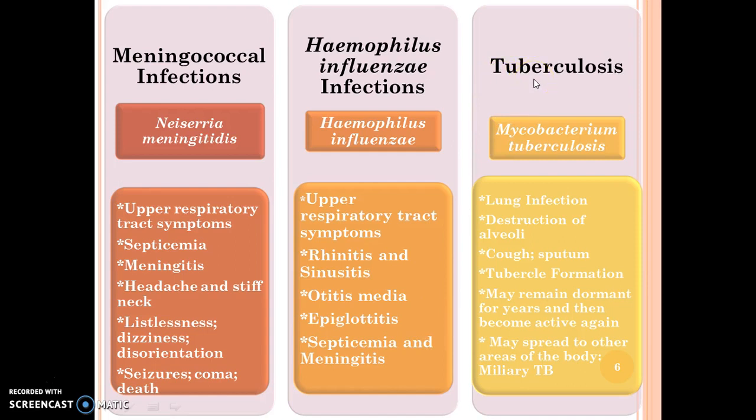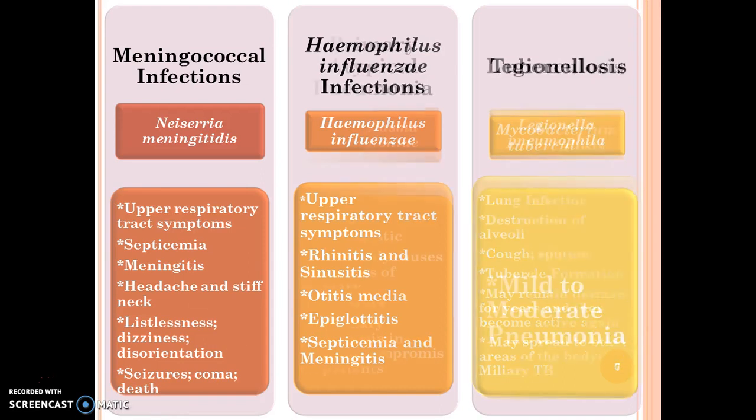Another airborne disease, tuberculosis, is caused by Mycobacterium tuberculosis. The symptoms are lung infection, destruction of alveoli, cough and sputum formation. Tubercle formation may remain dormant for years and then become active again. It may spread to other areas of the body, called miliary tuberculosis.